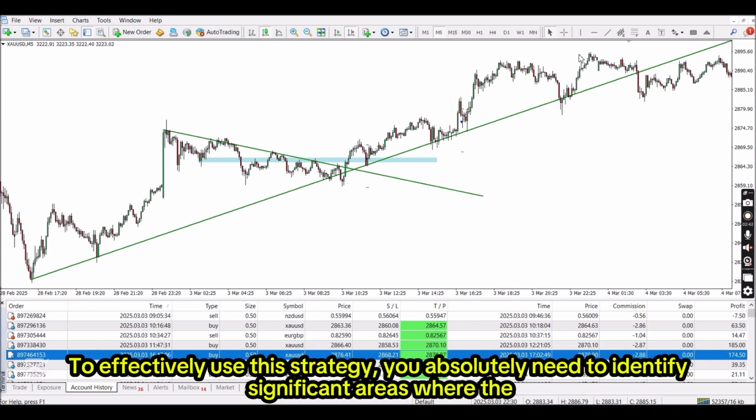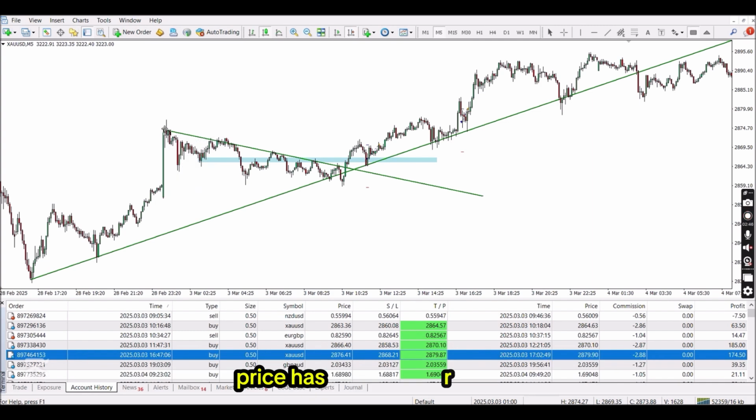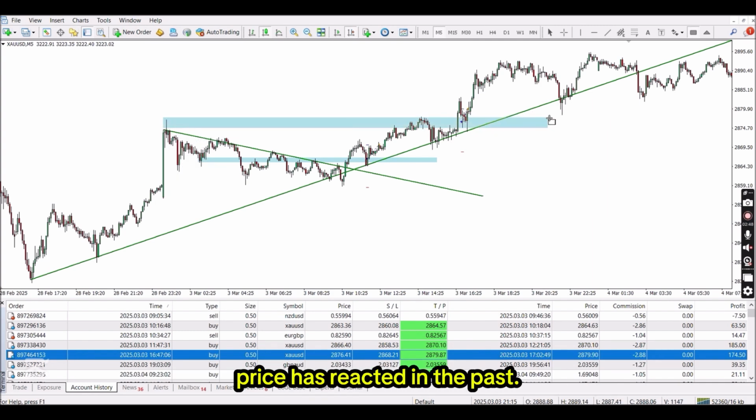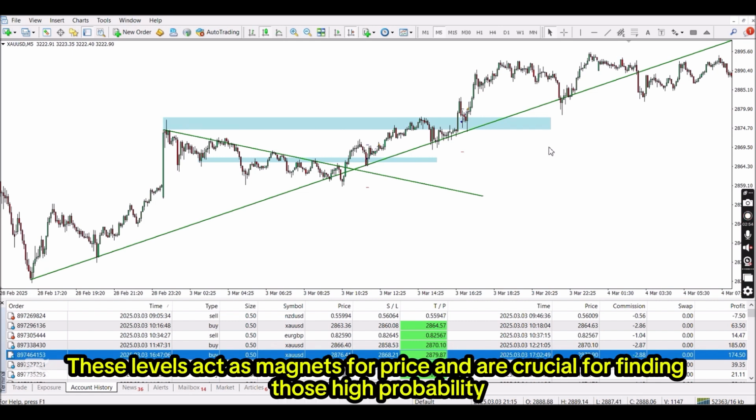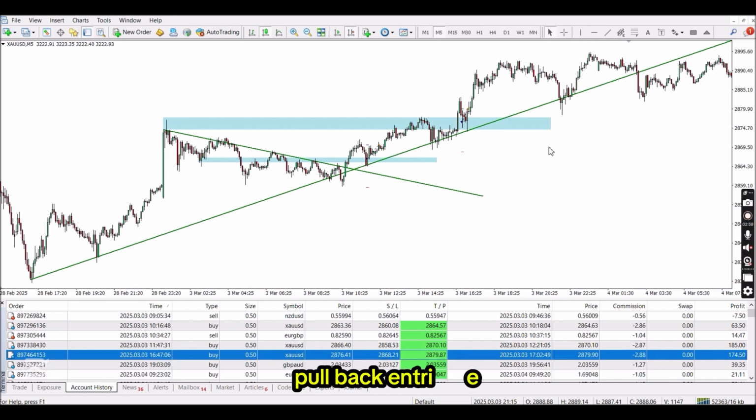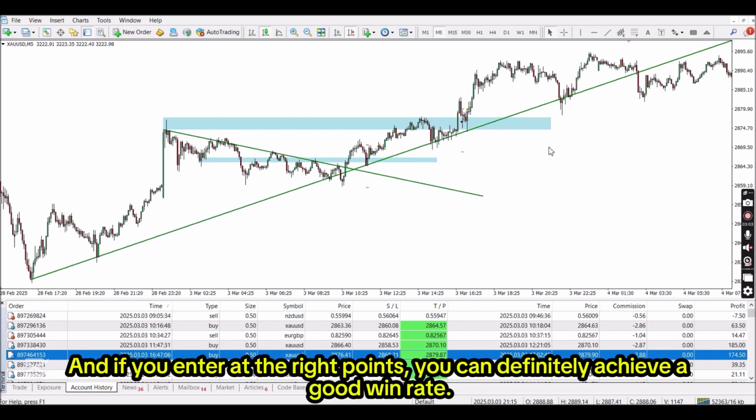To effectively use this strategy, you absolutely need to identify significant areas where the price has reacted in the past. These levels act as magnets for price and are crucial for finding those high probability pullback entries. This strategy can be quite accurate, and if you enter at the right points, you can definitely achieve a good win rate.